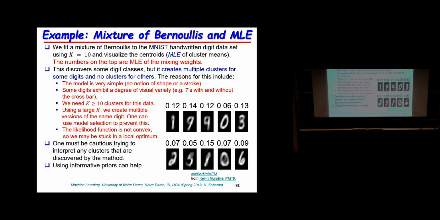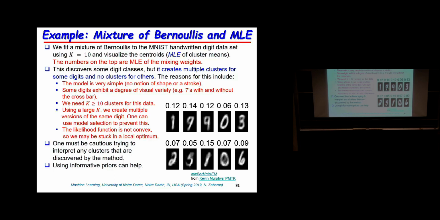So I gave you lots of handwritten digits, right? You put them in a vector form, right? And these are Bernoullis because they are black or white, right? So you use the mixture, and then you found me the centers of each of the components, which are letters, all right? That's what they came to look like.